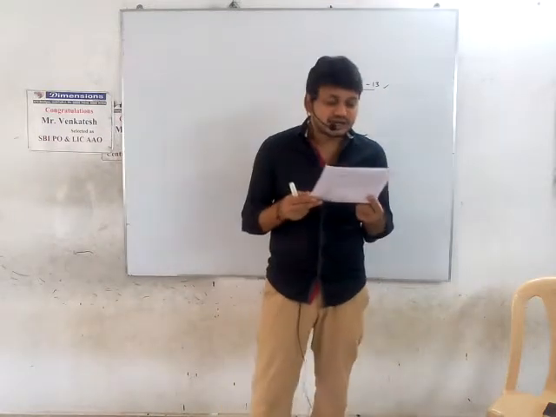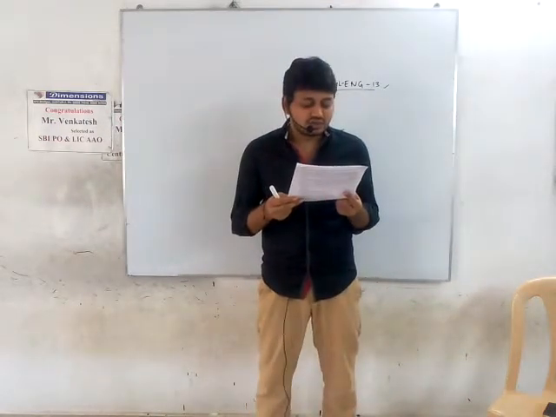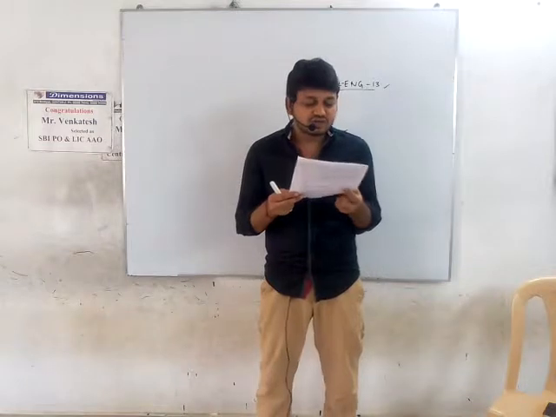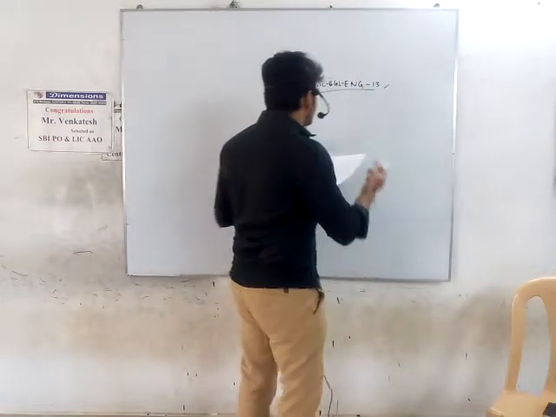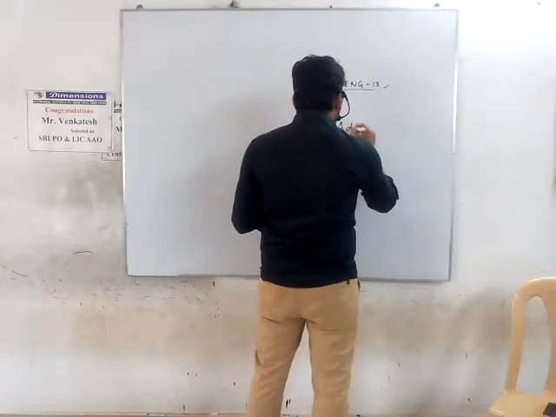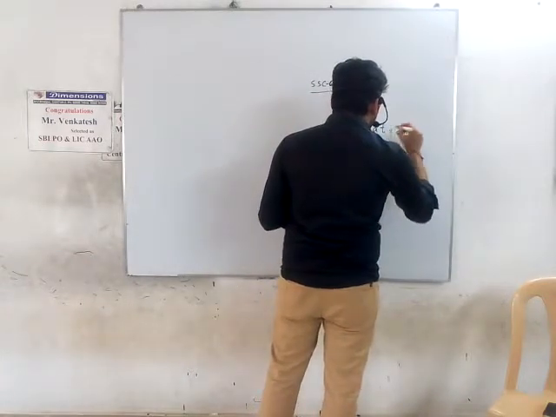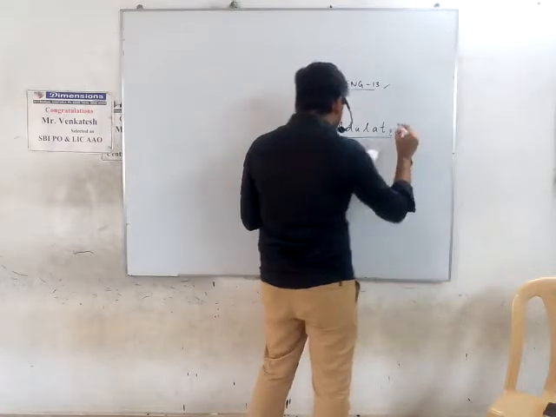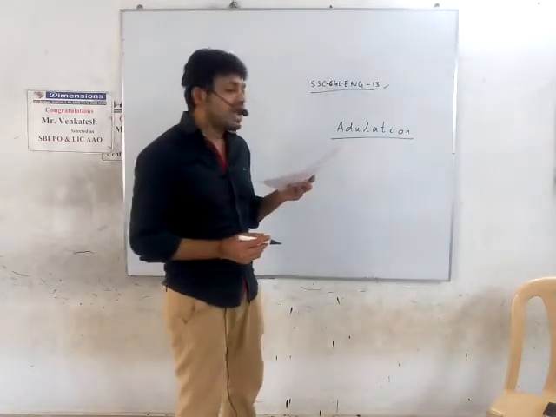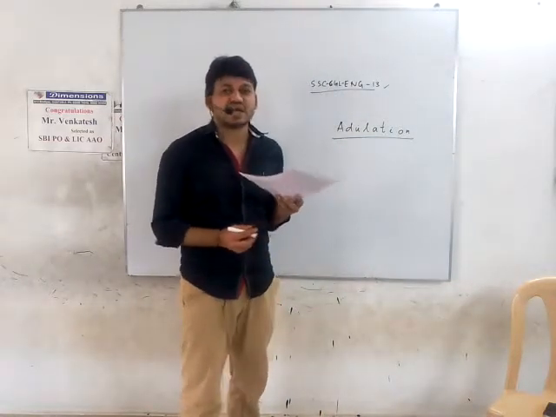Next, correctly spelled words. So among all the given words, the correctly spelled word is adulation. This is the correctly spelled word. What does adulation mean? Adulation means excessive admiration or praise.